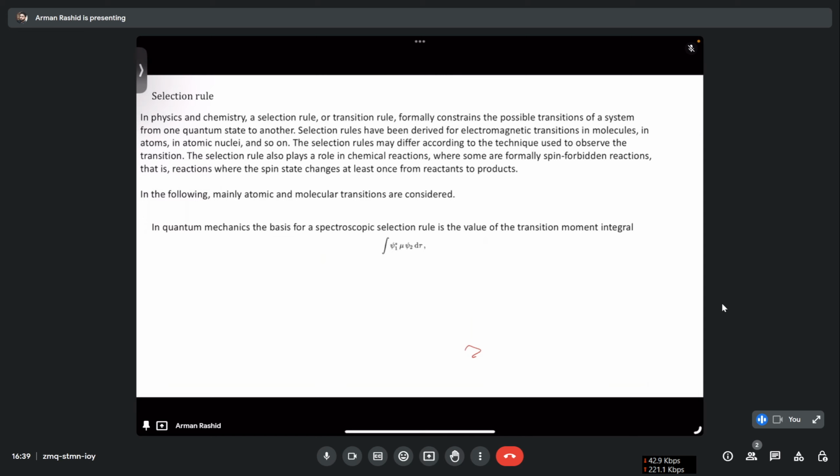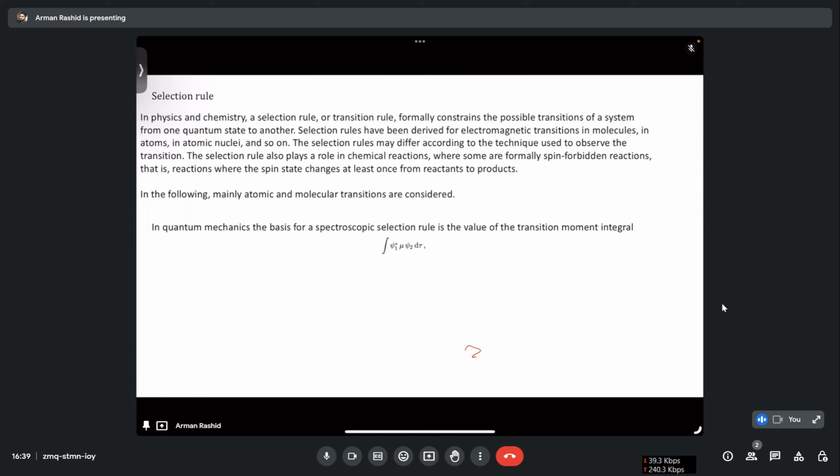Different techniques have different selection rules. For example, for the rotational selection rule, it is delta J equal to plus or minus 1, but if we go towards Raman spectroscopy, the delta J should be plus or minus 2. So for different techniques, the selection rules are different.